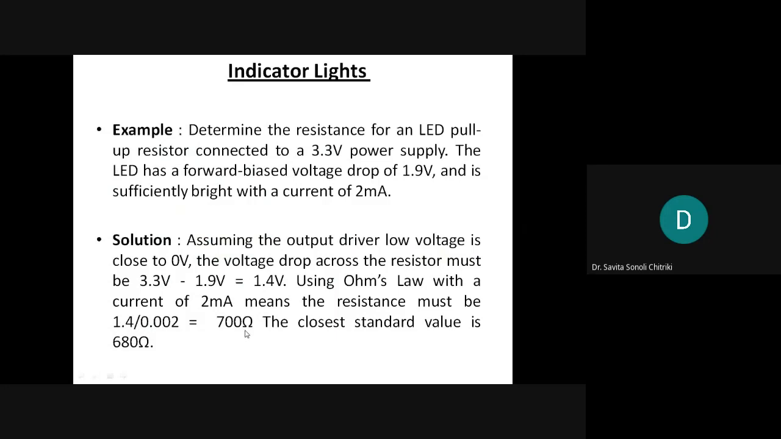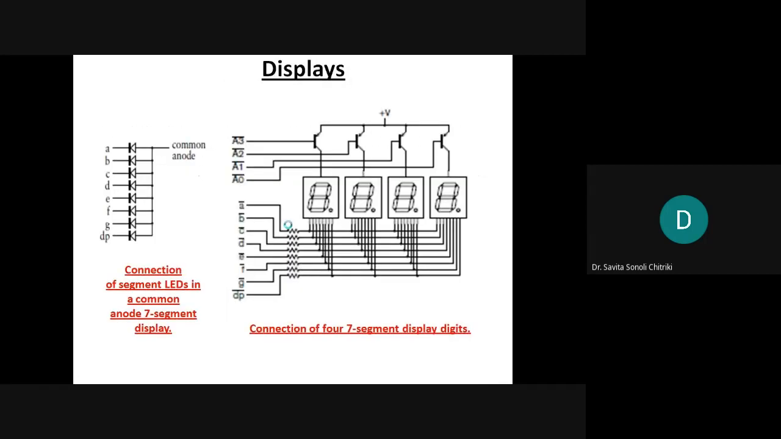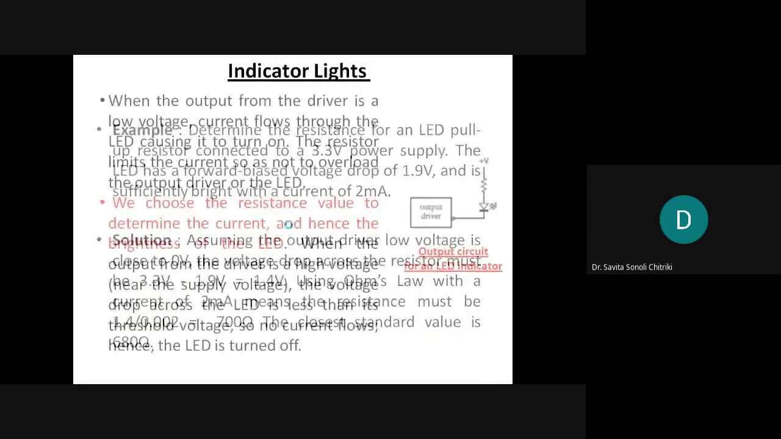Okay, 3.3 minus 1.9, 1.4 volts. So V is equal to IR, R is equal to V by I. So 1.4 by 2 milliamperes, so you'll get 700 ohms. But what he is telling is that the closest standard value is what you should take, since you cannot get just any resistance value randomly. Only standard values like 1K, 2K, 10K resistances are available. He is telling that 680 ohms is the available resistance that you can use. Okay, good, all of you. So that is regarding the LED.